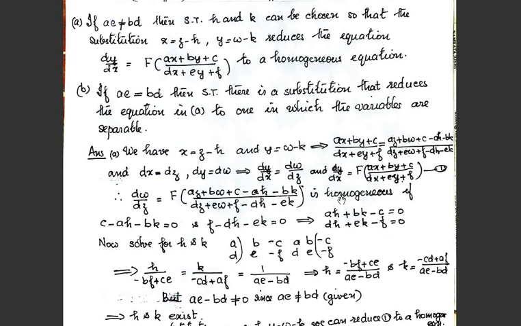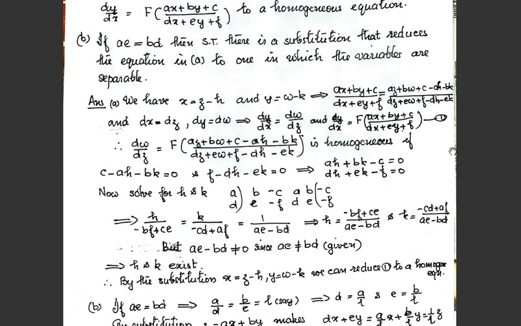which is homogeneous as in the last case, if the constant terms, these are all constants, are equal to 0. That means ah plus bk minus c equal to 0, dh plus ek minus f equal to 0. If such an h and k exist, we can say that it can be reduced to a homogeneous equation.